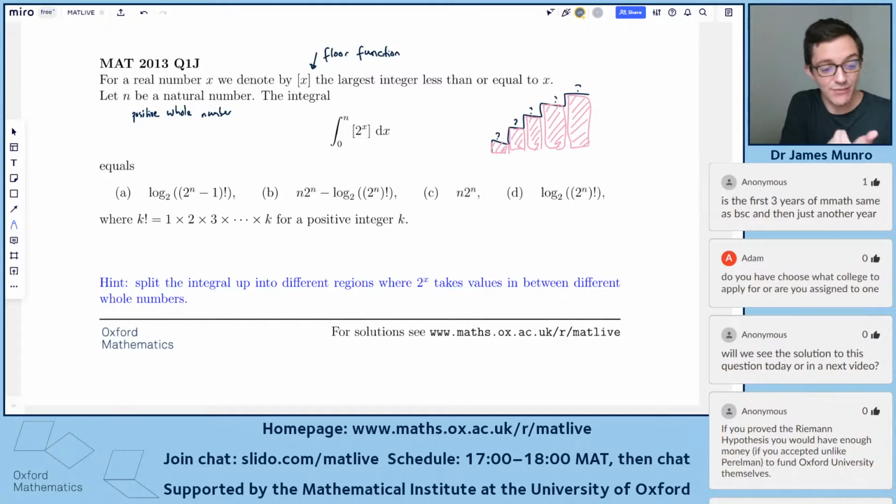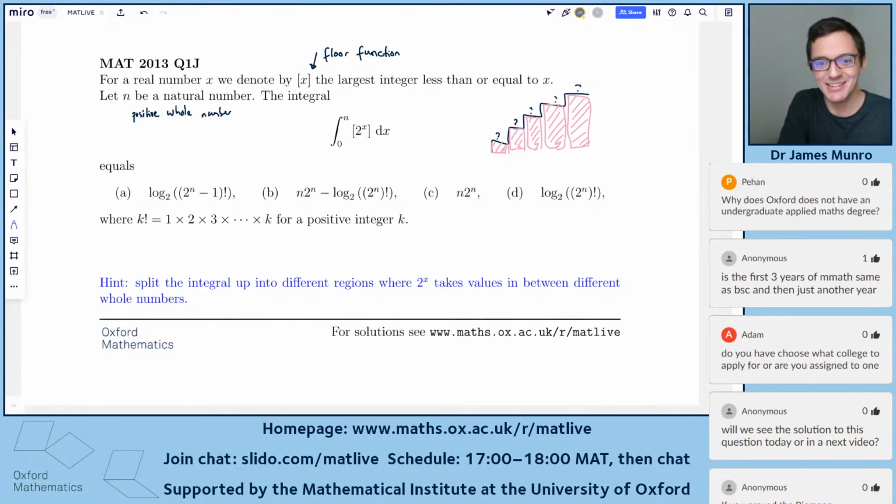So it's the first 3 years of MMath is the same as the BSc. Yeah, exactly the same. That's how it works. It's just a case of staying for the 4th year. Why do we not have an undergraduate applied maths degree? Well, we sort of do. We have some applied maths in our maths degree.